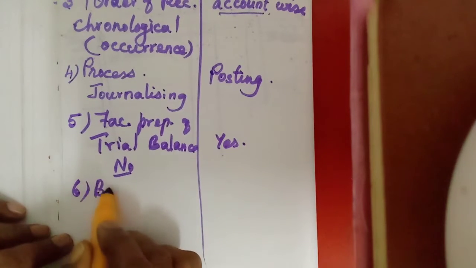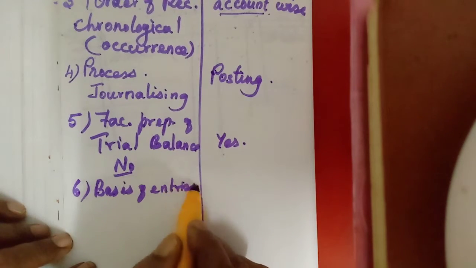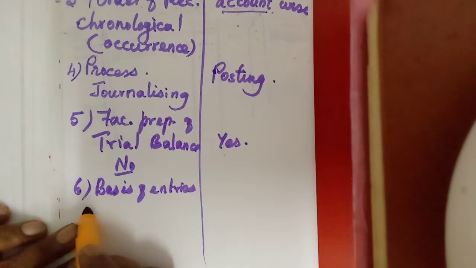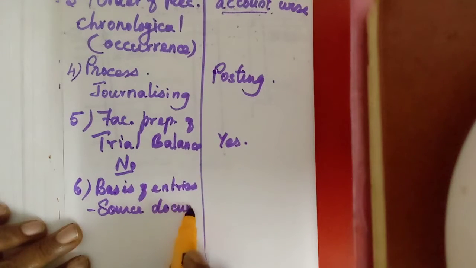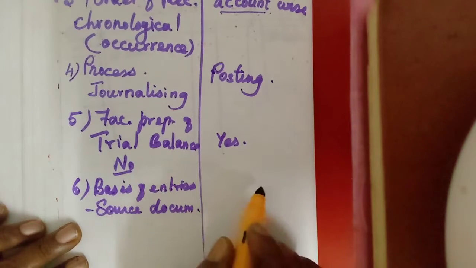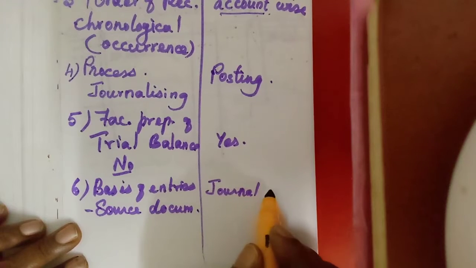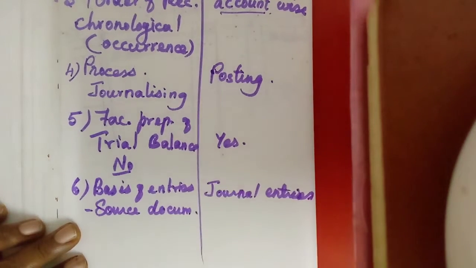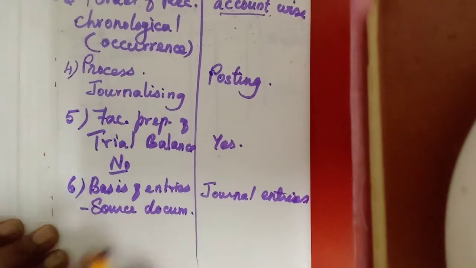Then basis of entries. What is regarded as the basis for preparing the journal entries? What are the bases? The source documents are the basis. As per the source documents only, they will prepare the journal entries. But here, what is the basis for the ledger? Journal entries form the basis for the posting in the ledger. From the journal entries only we will post them in the ledger. So here journal entries is the basis, and there source documents are the basis.